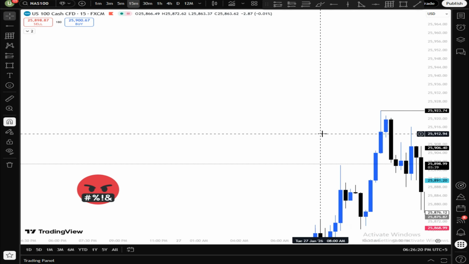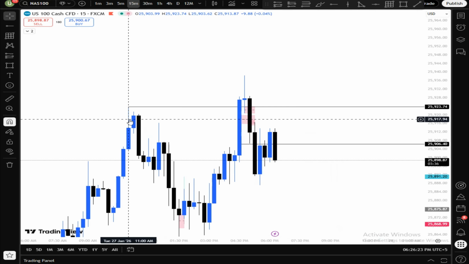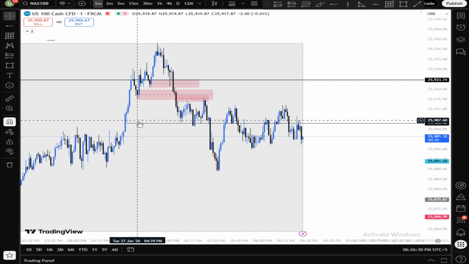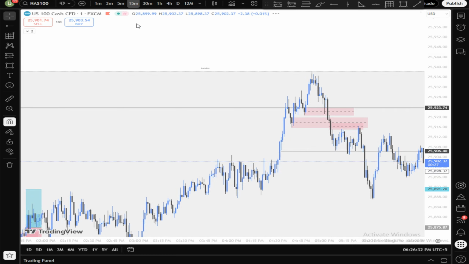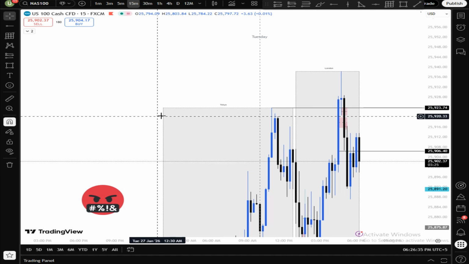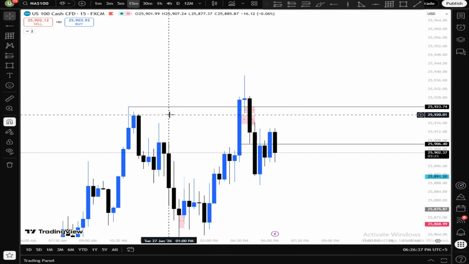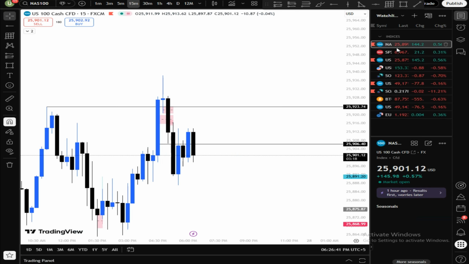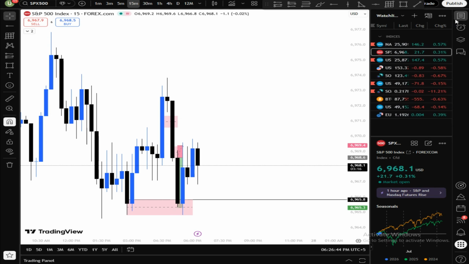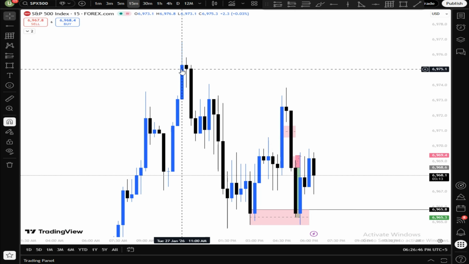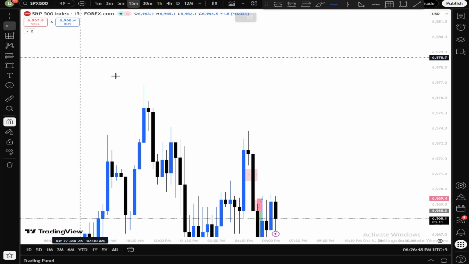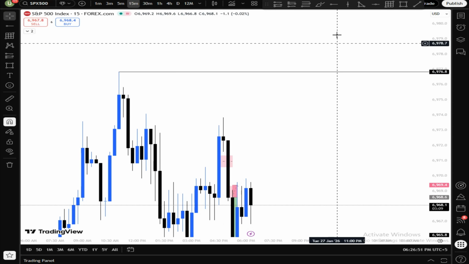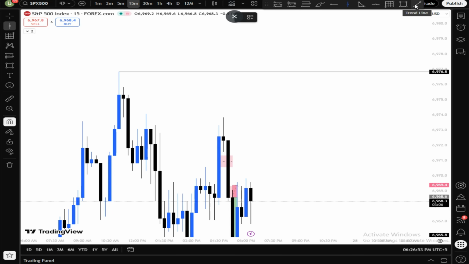Did SPX take this high? This high is 11 a.m. So let us see on SPX. This is SPX. No, this is US 100. This is also US 100. Let me shift to SPX. So this is the 11 high. SPX did not take it and created an SMT.